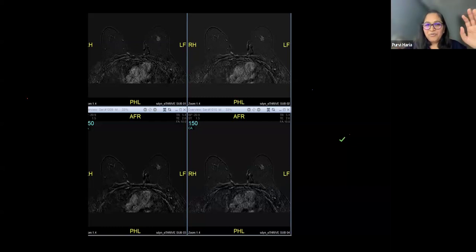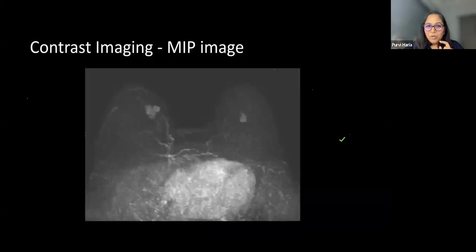So I hope I made it clearer how to interpret the contrast images. But now let's go on to the most important part, which I think you all will like, which is to look at the MIP images. So what are these MIP images?